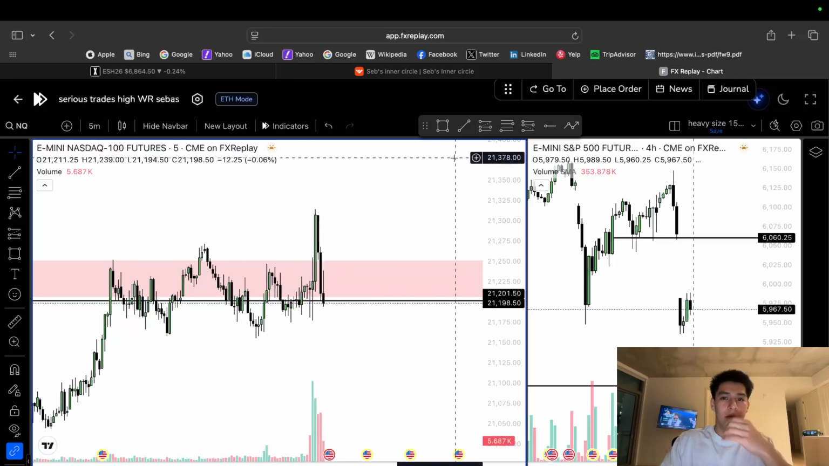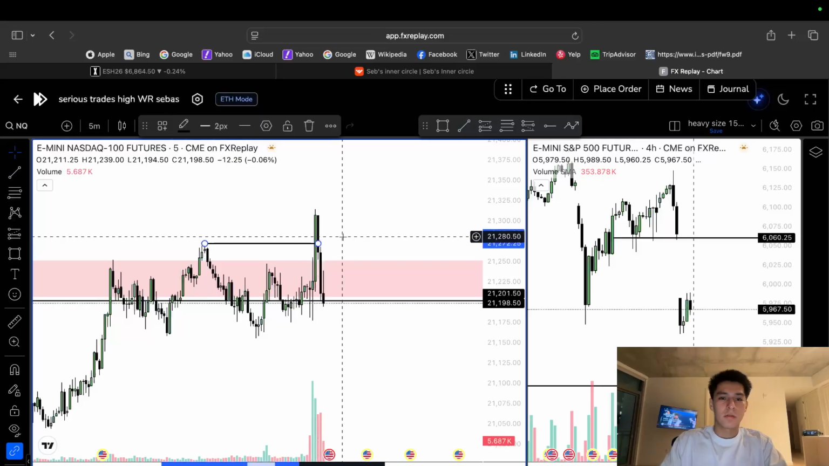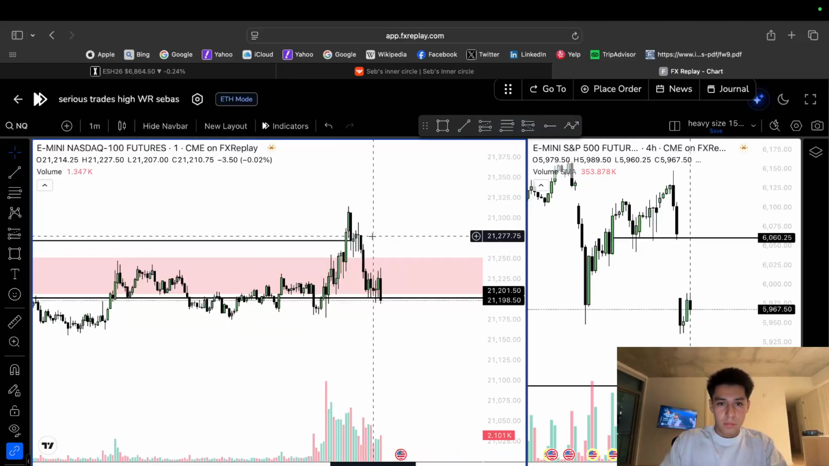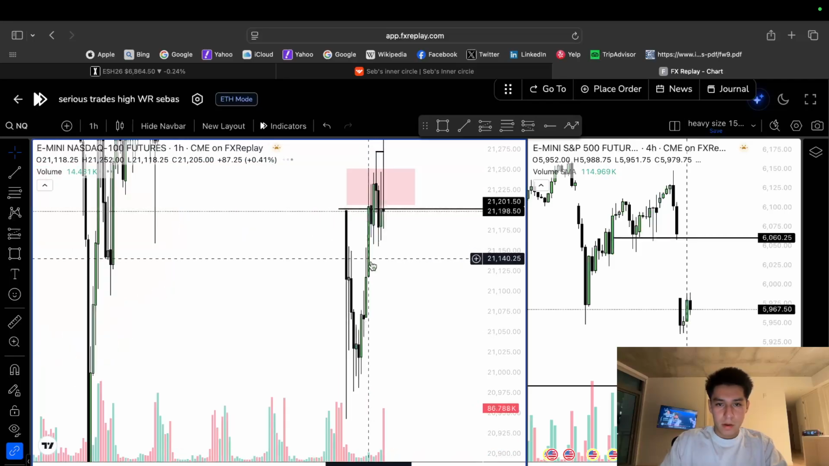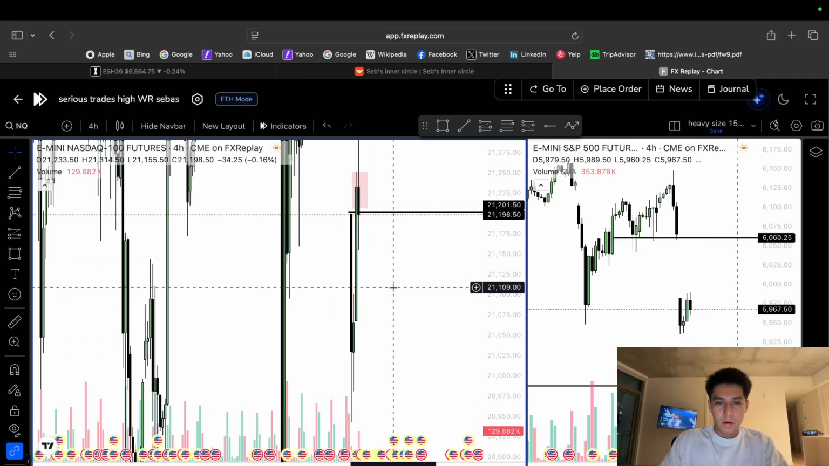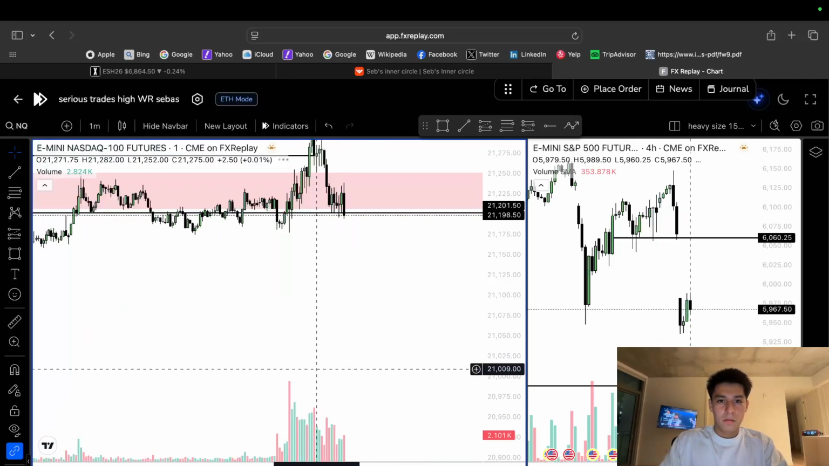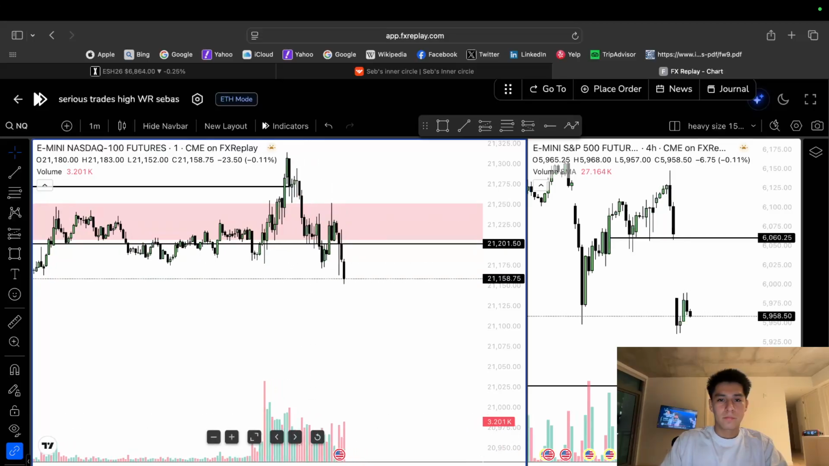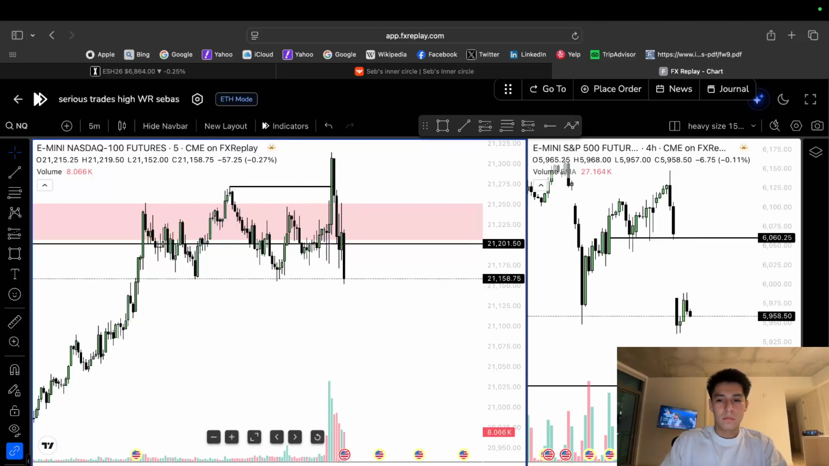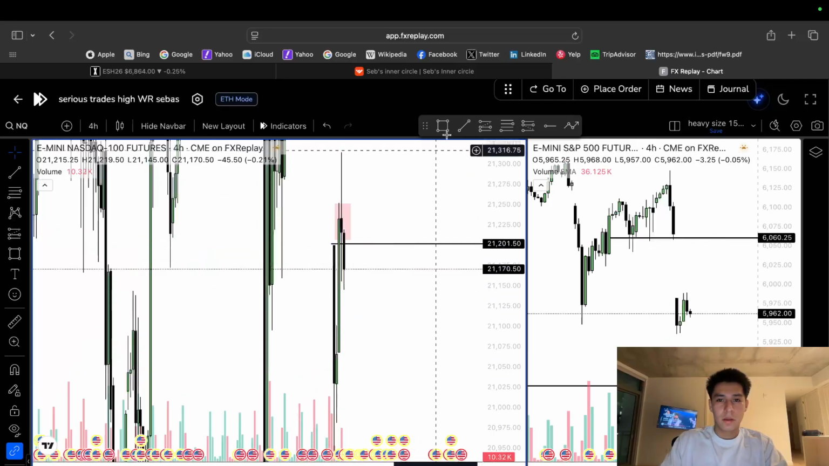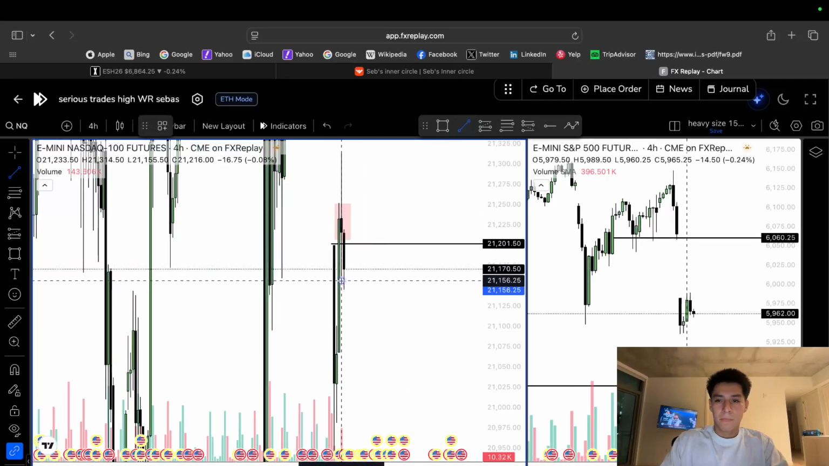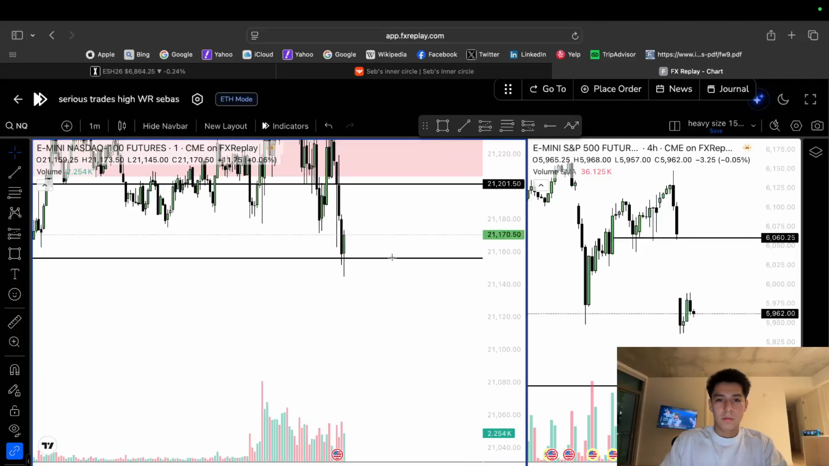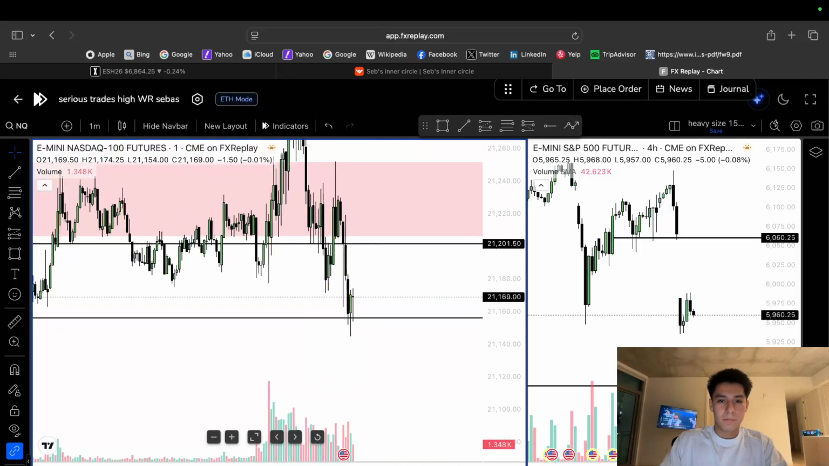Okay, we broke the structure to the upside here. We started to continue higher, but we are rejecting this high pretty aggressively, hourly here, 4 hour. Okay, I'm not really looking for anything yet. Okay, we created this 4 hour gap. 4 hour gap is getting tapped into there. Could expect some movement back up.